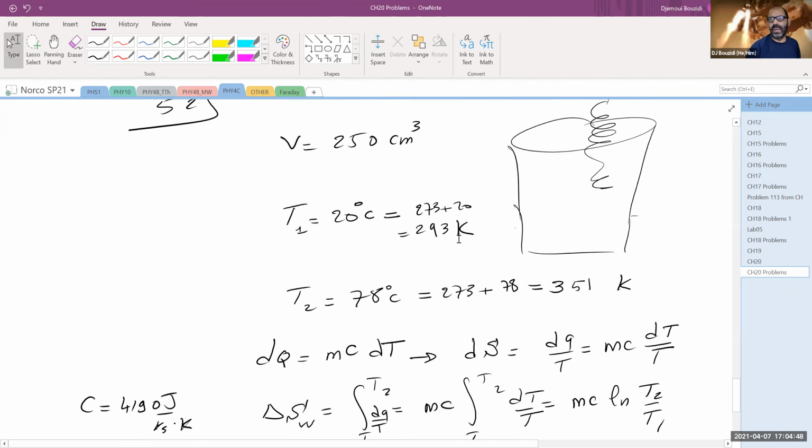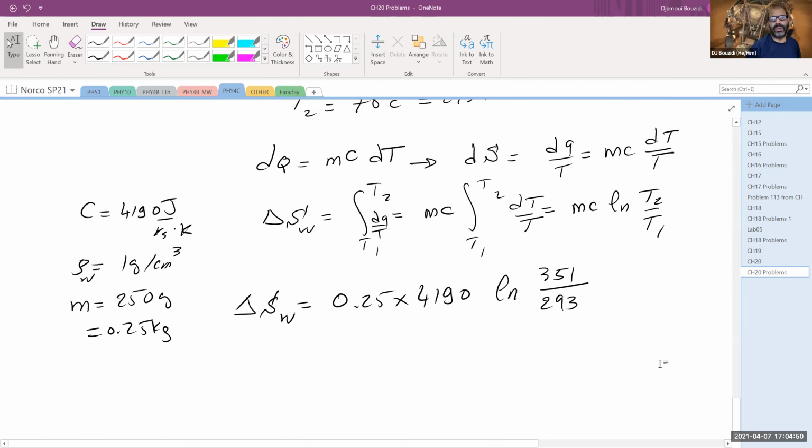So this is why we needed to do that conversion. So in this case, it's just a matter of doing the algebra now. And it has to be a positive number because the water temperature went up, so its entropy must have gone up, okay? So 0.25 times 4,190 times the natural log of open parentheses 351 divided by 293 and close the parentheses. And the answer is telling me it's 189.2.